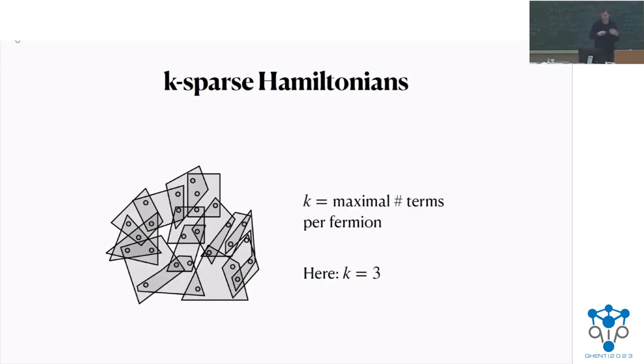Now, what is a k-sparse Hamiltonian? That's our definition. k would be the maximal number of terms that are present on some of the fermions in the Hamiltonian. Here k happens to be 3 because, for this particular fermion in the middle, you have 3 terms, and you cannot find more than that on a fermion in this particular Hamiltonian. Okay, k can be different. We will care about cases when k is finite; it doesn't grow with n.